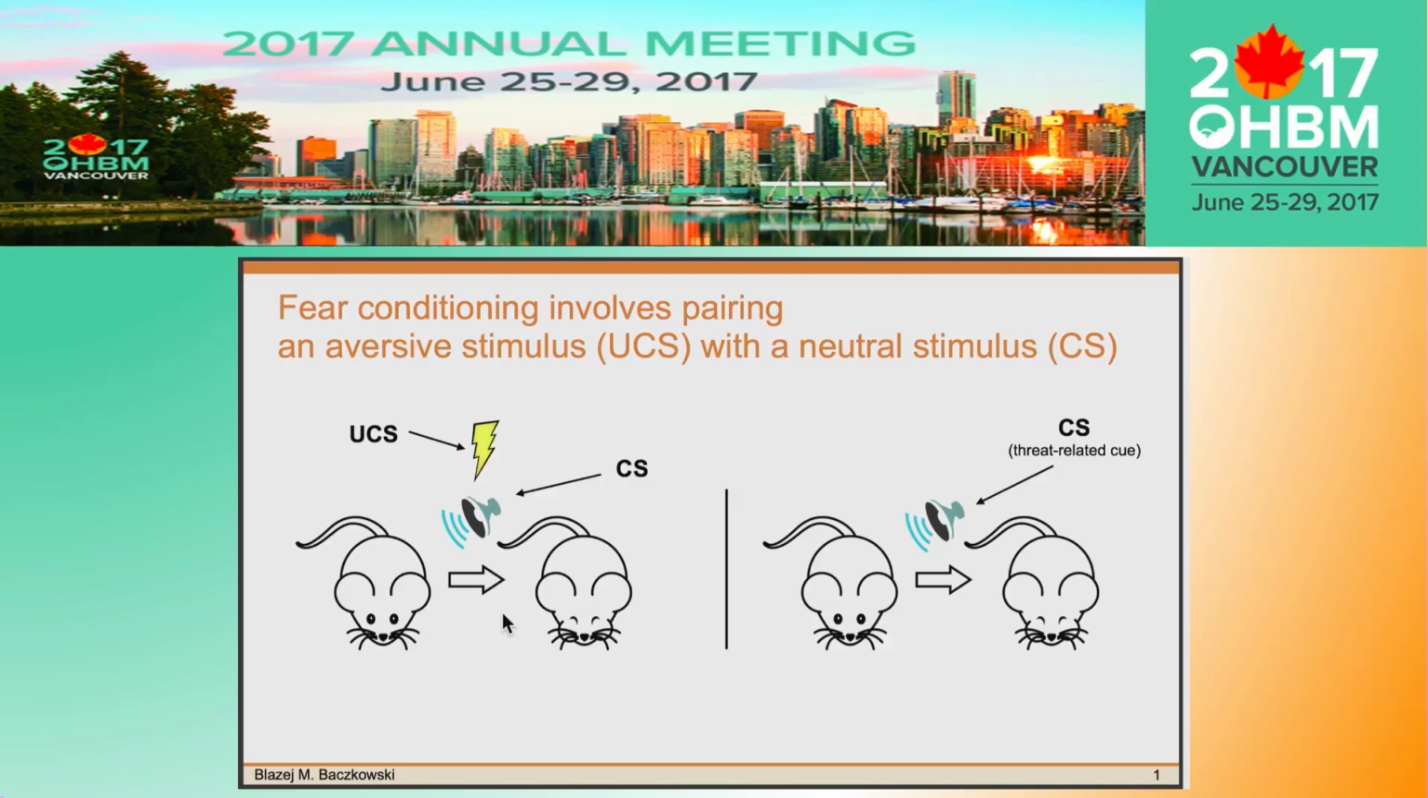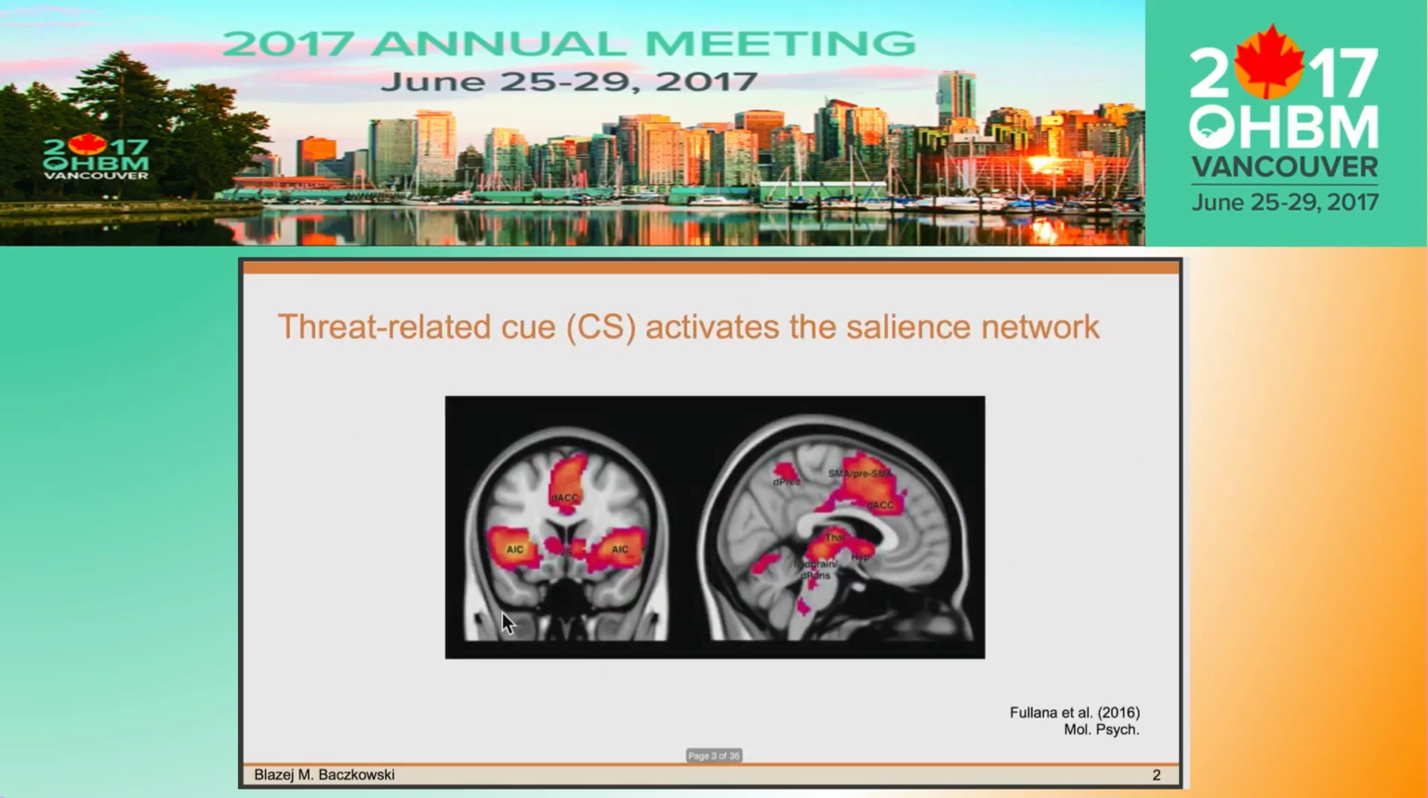How is this conditioned stimulus represented in the human brain? A recent meta-analysis of fMRI studies using fear conditioning tasks indicated that the presentation of this conditioned stimulus, a threat-related cue, activates the salience network, a network that comprises subcortical and cortical regions such as dorsal anterior cingulate, anterior insula, thalamus, midbrain, and also ventral striatum.